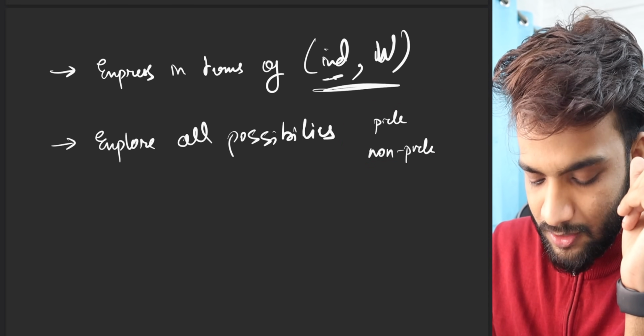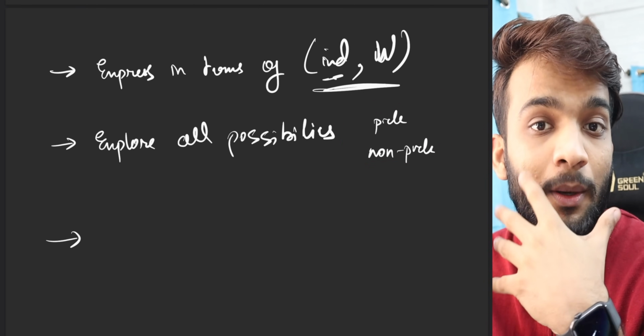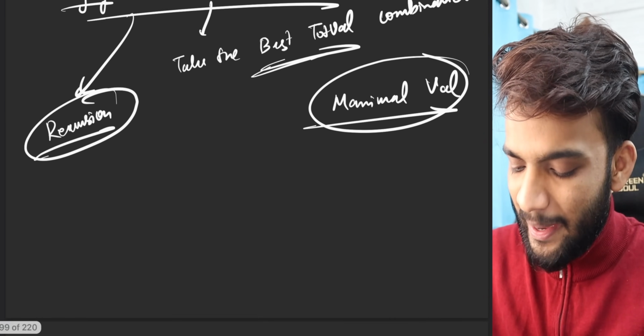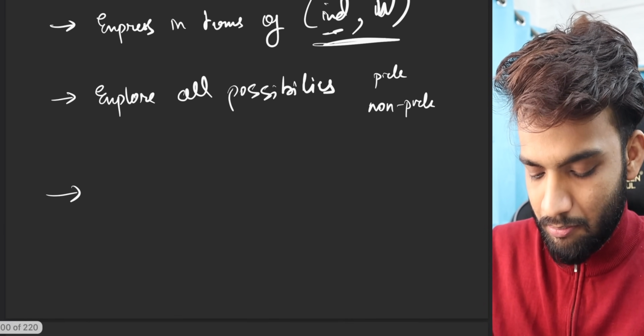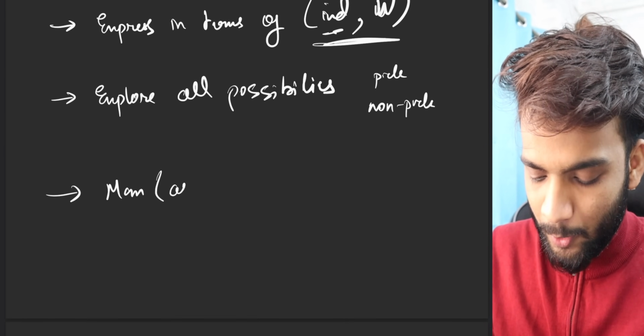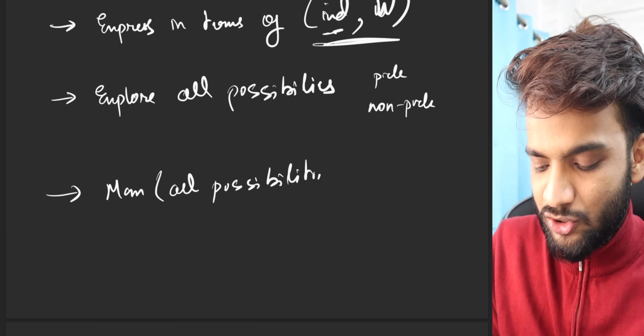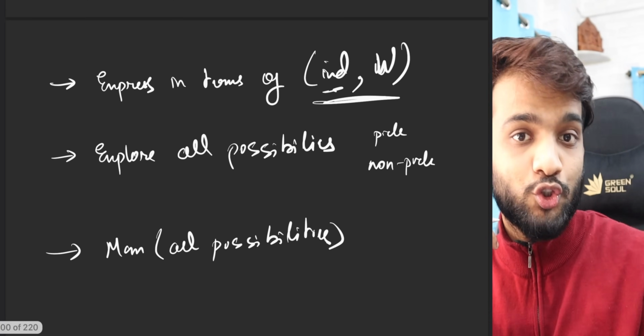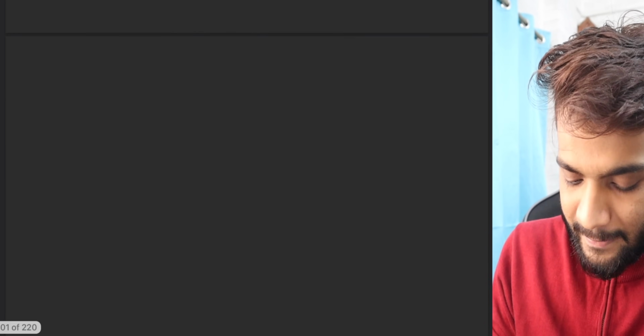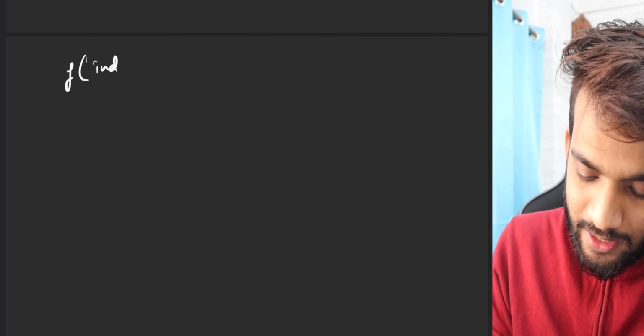Pick and non-pick. Next, you're looking for the maximal. Yes, you're looking for maximal. So max of all possibilities is what you take. So if you can do this, you can easily solve the knapsack using recursion. So what are you waiting for? Let's get started. So f of index and w.